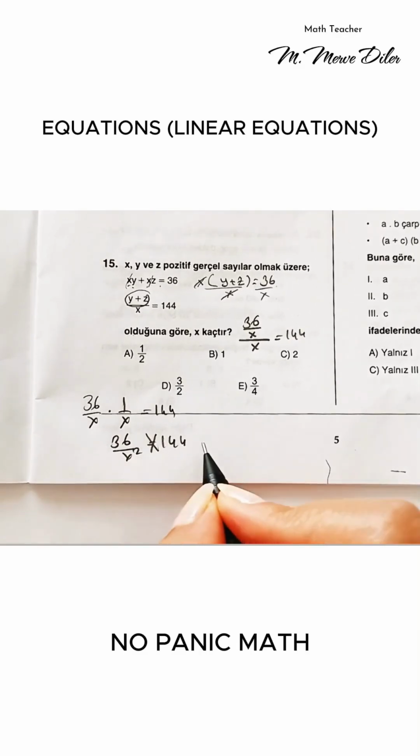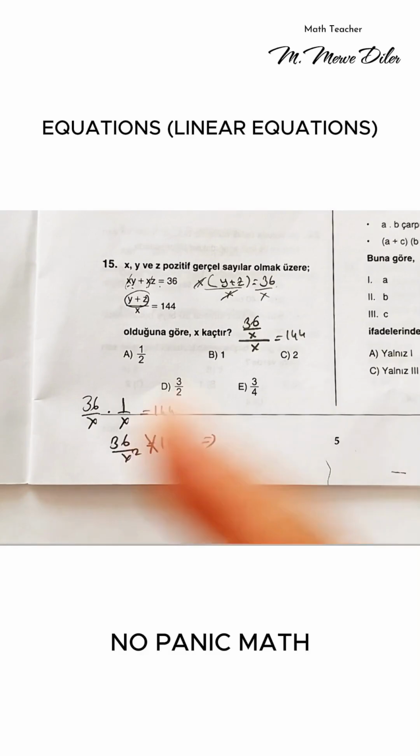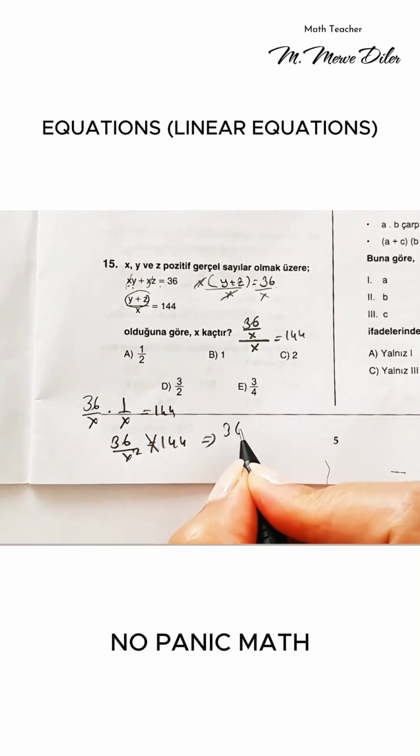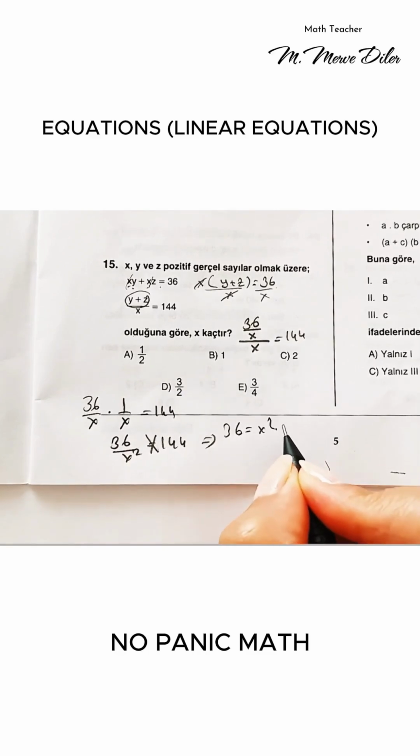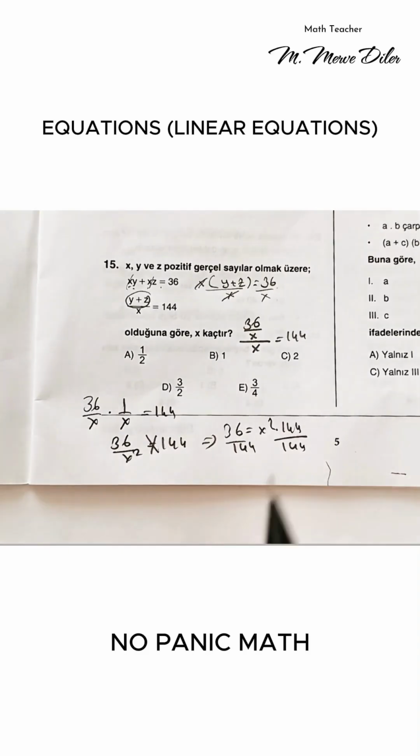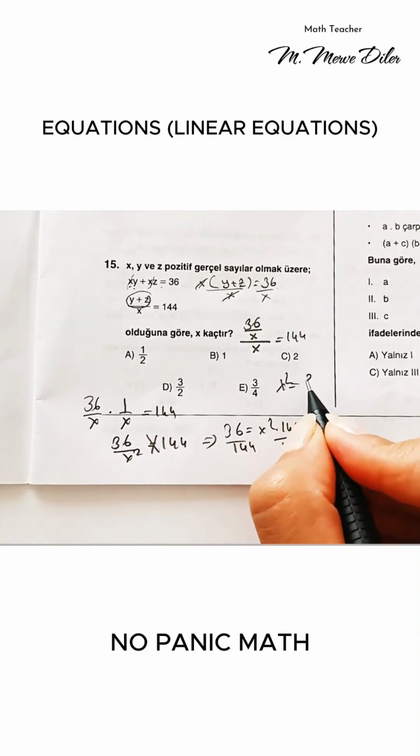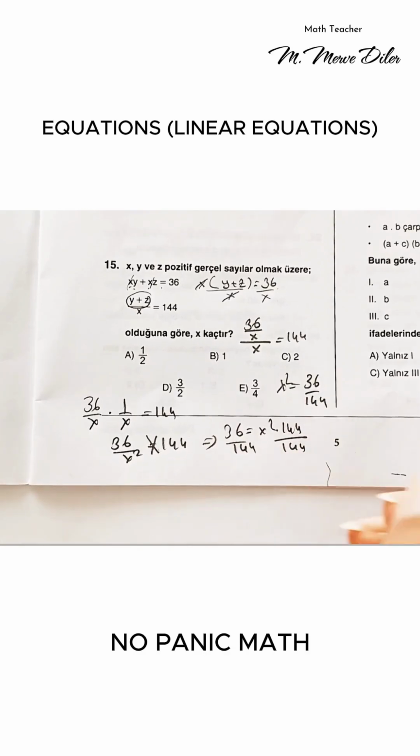Let me do a quick cross multiplication for you. There was a different version, but let's not confuse you. 36 equals x squared times 144. Let's divide by 144 right away. We end up with something like this. Now, x squared is 36 divided by 144, friends.